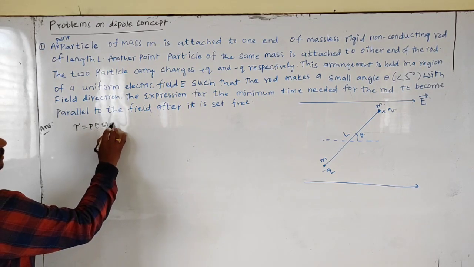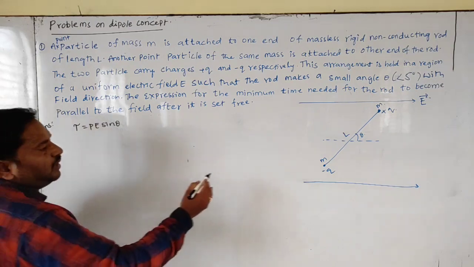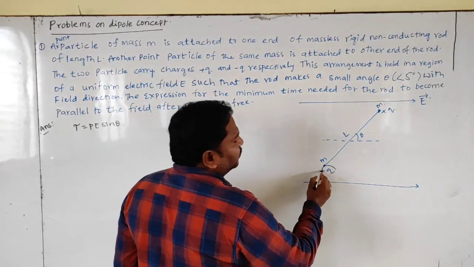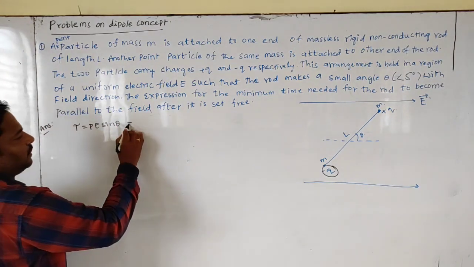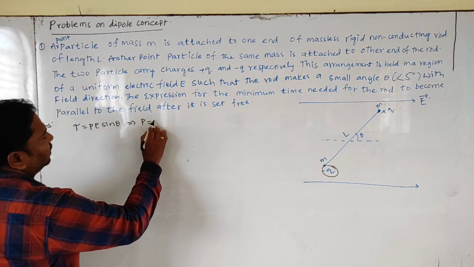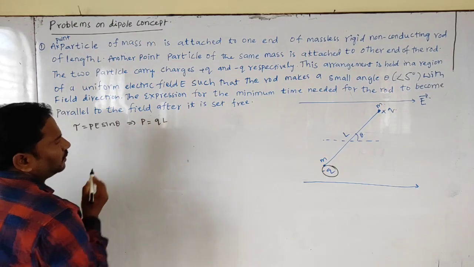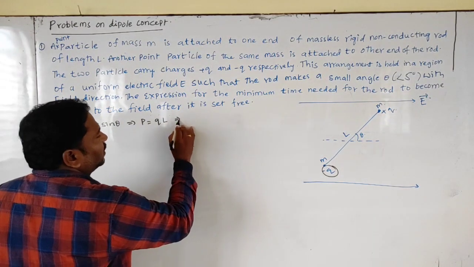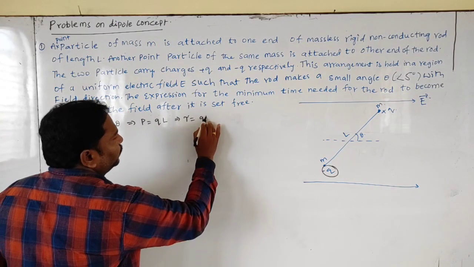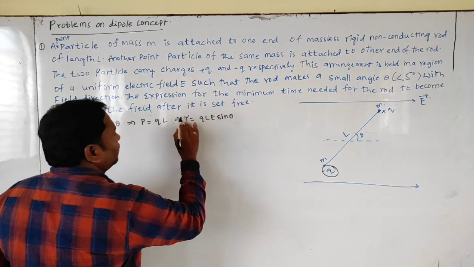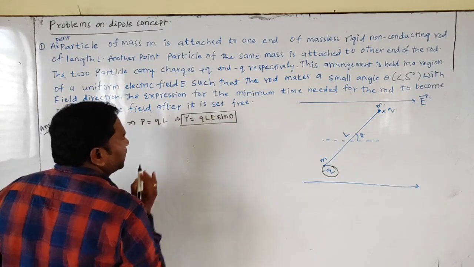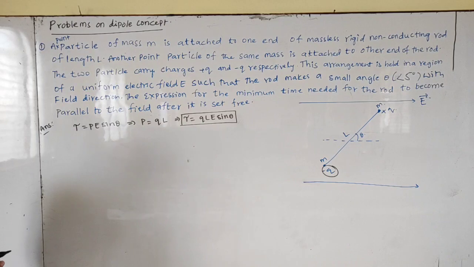P sin theta. So here what is the dipole moment? Magnitude of either charge into the distance between the two charges. So that means the dipole moment is q into L. So then torque tau is equal to qLE into sin theta. This is the expression for torque. Now we are going to discuss the time period and its frequency.